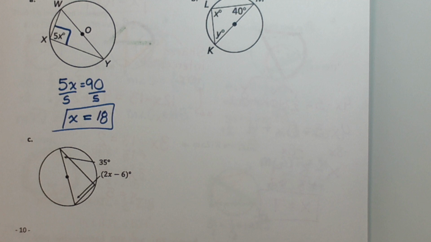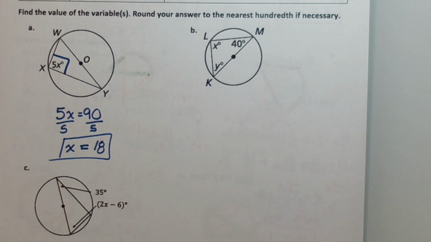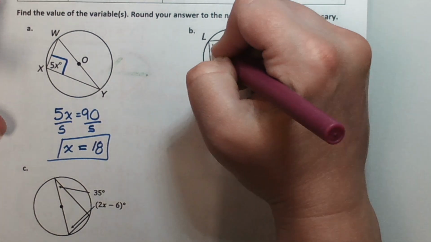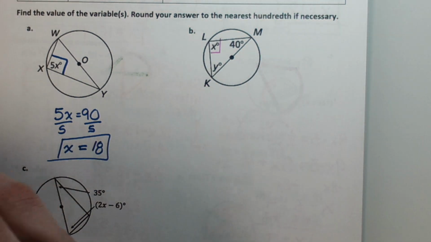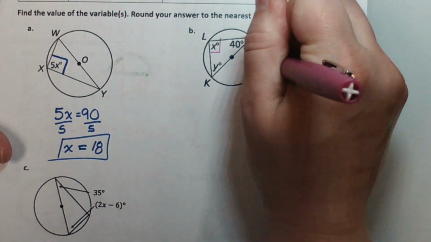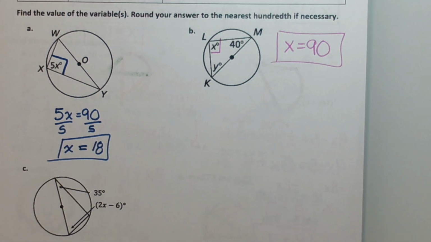Okay, problem B. Is the triangle inscribed? Yes. Is it a right triangle? Yep. How do you know, Ava? Diameter. Diameter is one of the sides. If the diameter is one of the sides of the triangle, then which angle is the right angle? Yes. That makes solving for x really easy. What's x? 90. I like that one.